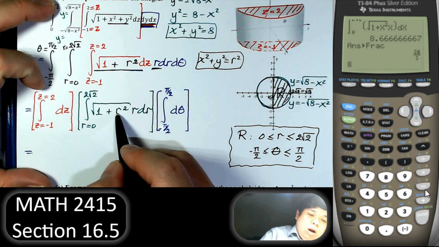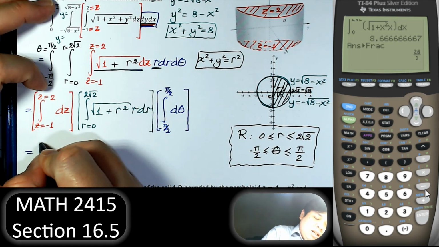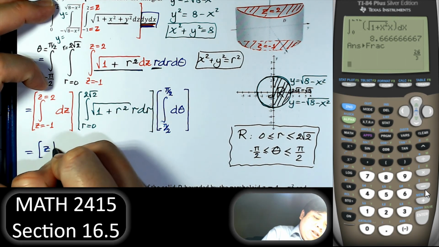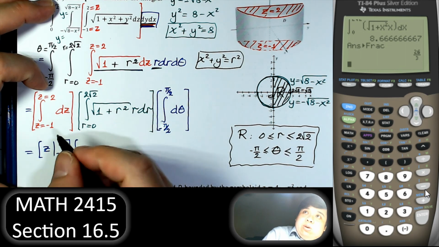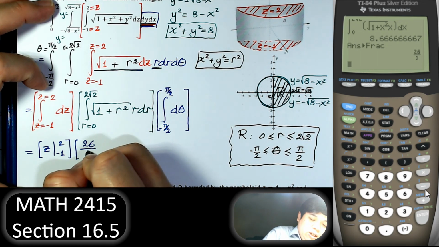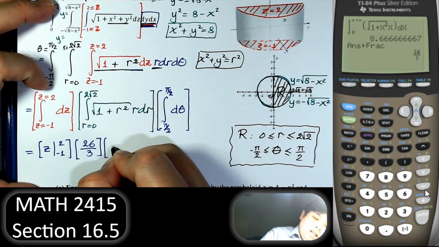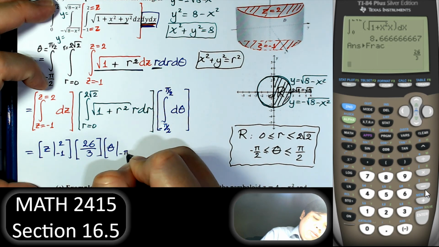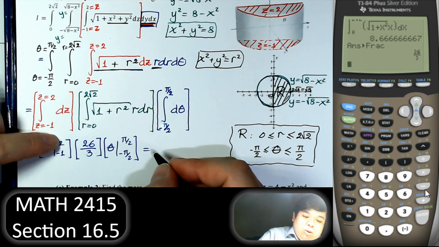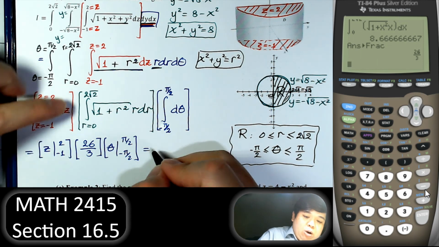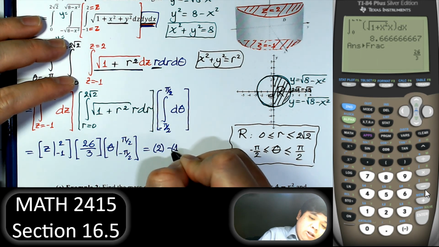Let u equal to 1 plus r squared, then we have r and all that. But the integral will be z from negative 1 to 2, the middle integral 26 over 3, and the last integral theta from negative pi over 2 to pi over 2. So we have z from negative 1 to 2, so put in 2 and put in negative 1.